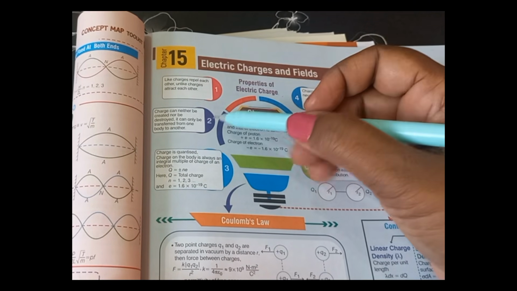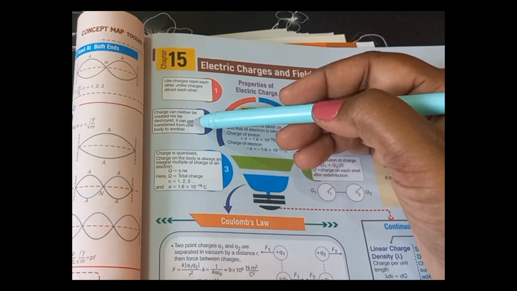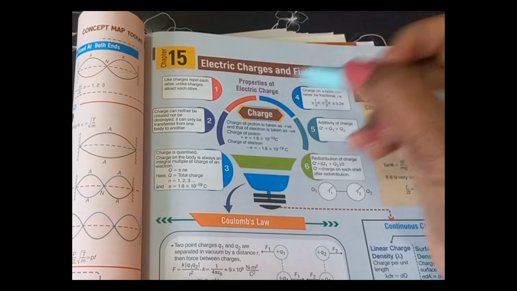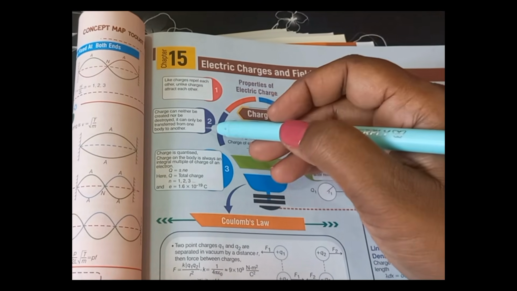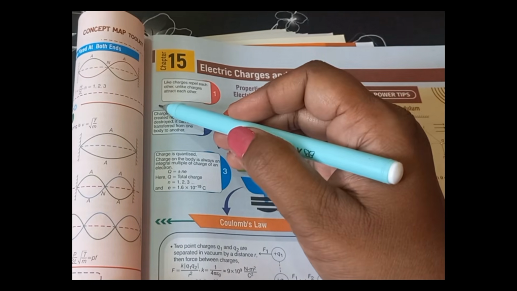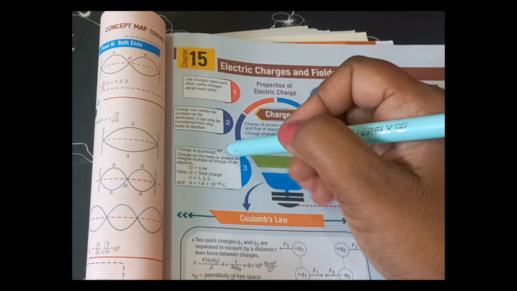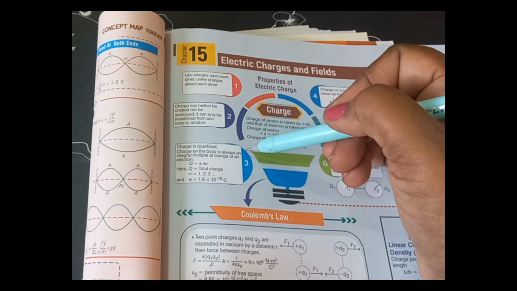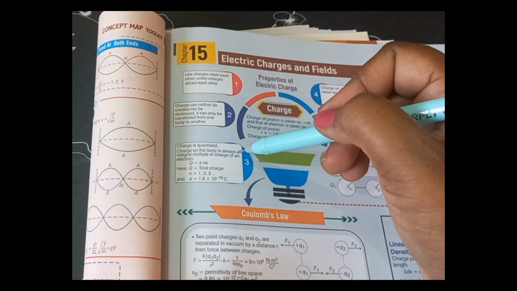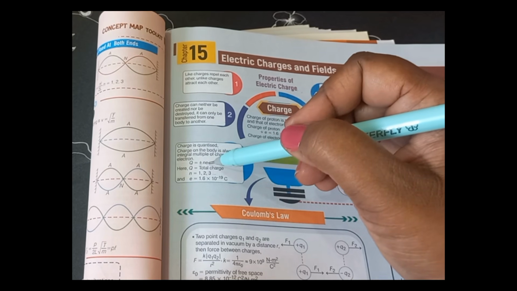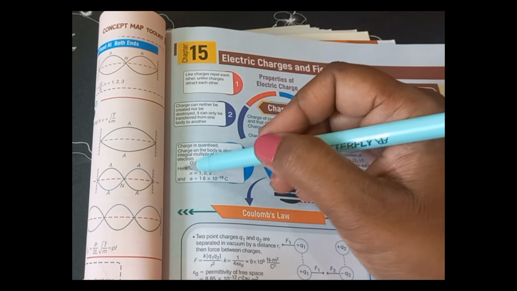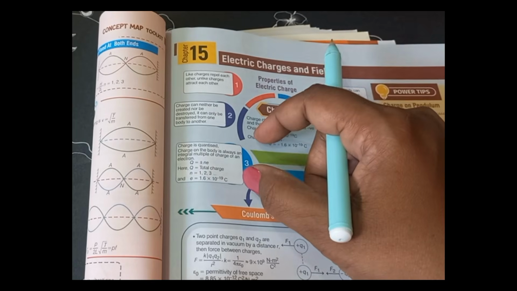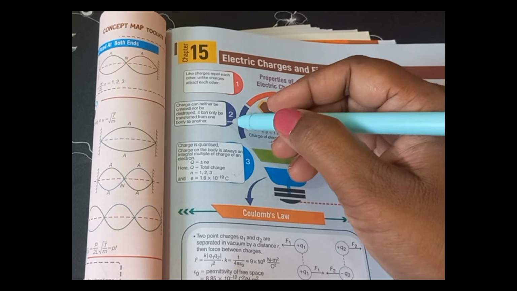The main properties are: charge can neither be created nor destroyed, it can be transferred from one body to another. That means it is conserved. The first point is charge is conserved. Then the second point is that charge is quantized. That is, the charge on a body is always an integral multiple of the charge of an electron, Q equal to plus or minus Ne. This is the formula you have to remember throughout your second year and your entrance exams.